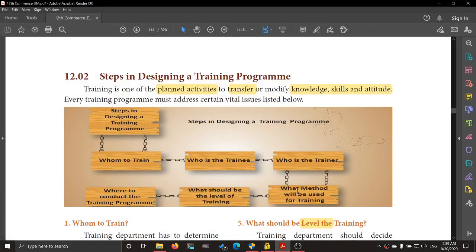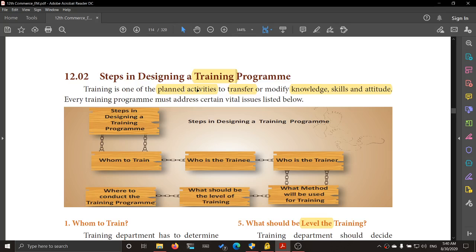Welcome to Commerce class. Today we are going to see steps in designing a training program. Before we go into the steps, we shall see what the meaning of training is. Training refers to planned activities, activities which are planned well in advance.